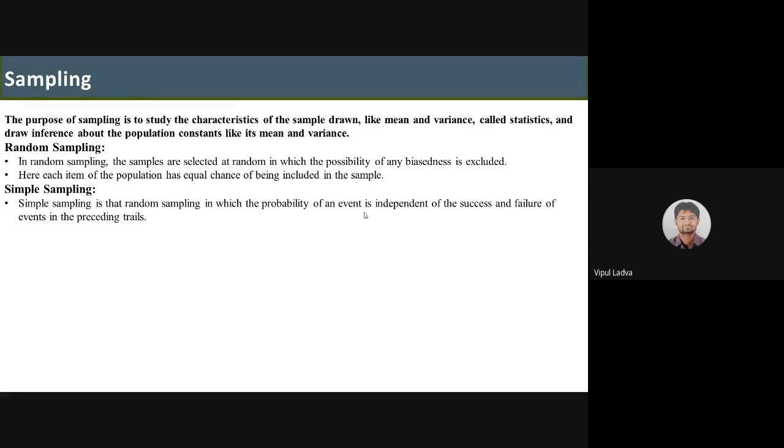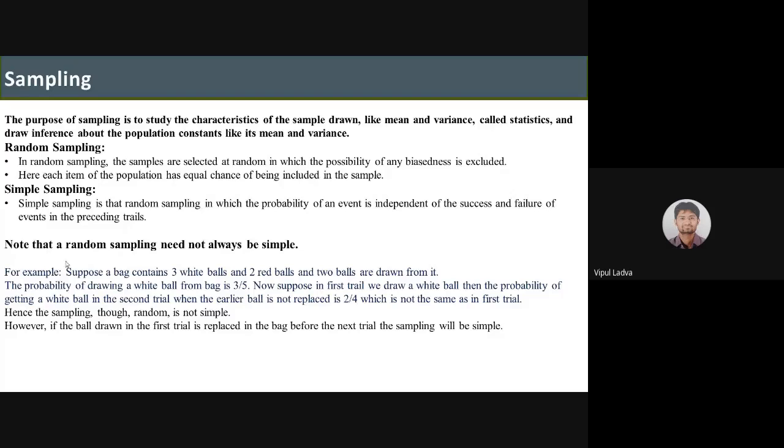So, with this particular line, simple sampling is that random sampling in which the probability of an event is independent of success and failure of events in the preceding trials. Then let me clear this with one of the examples. Just be with me. Yes, this is the example.